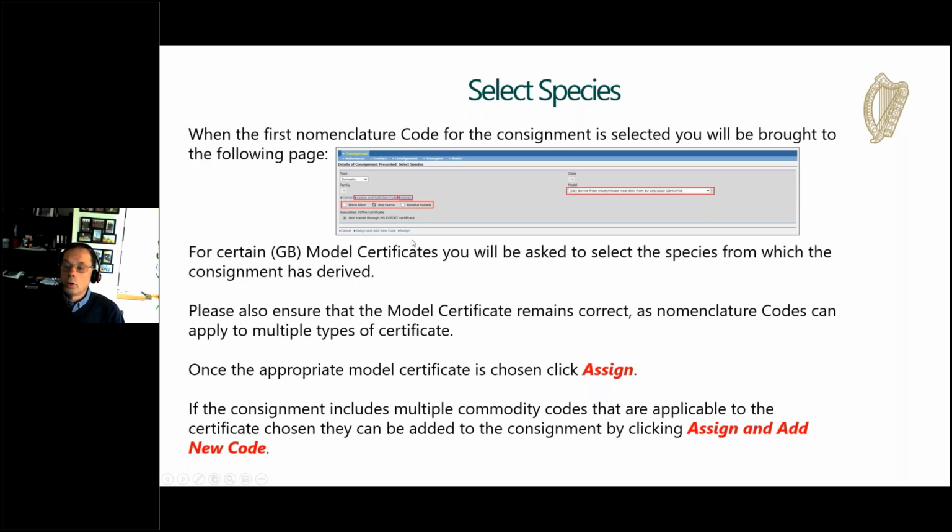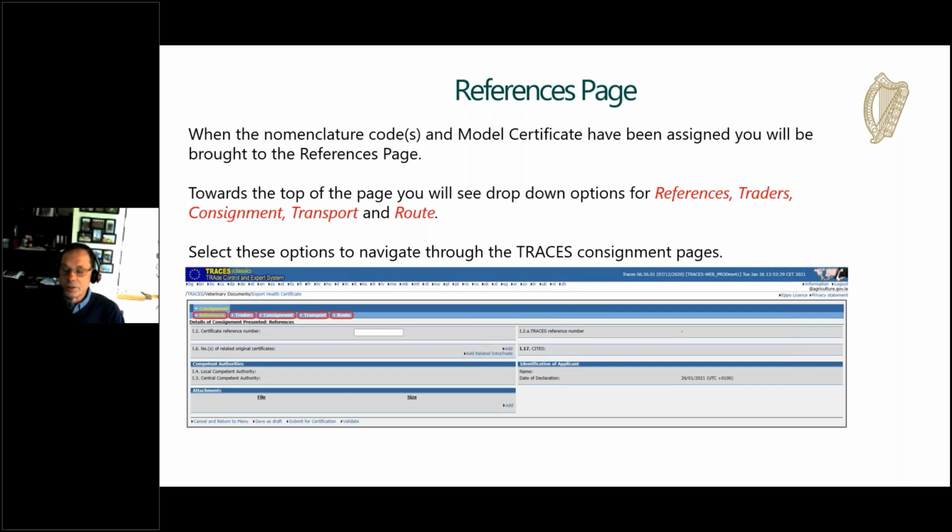When the code and the model certificate have been assigned, you will be brought to the reference page. Towards the top of the page, you will see drop-down options for references, traders, consignments, transport, and route. We would recommend that you work from left to right when doing these. Select these options to navigate through the TRACES consignment pages.